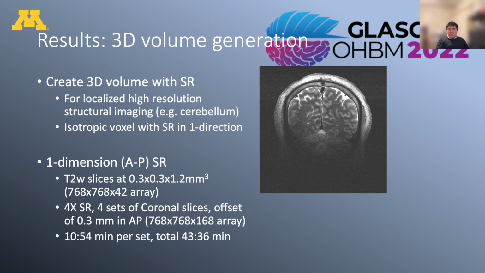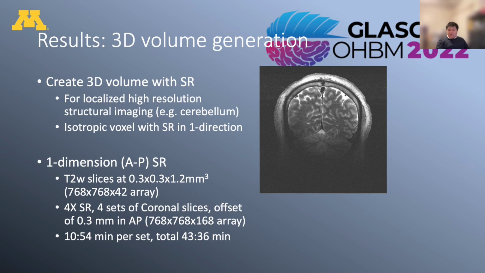Finally, we show an example of creating a 3D volume with super resolution. So far, we've been acquiring high-resolution 2D images with slice thickness much greater than voxel width or height. So we could do super resolution in the slice direction to create a 3D volume with isotropic voxel dimensions. This would be useful in applications such as imaging occipital cortex or cerebellum.